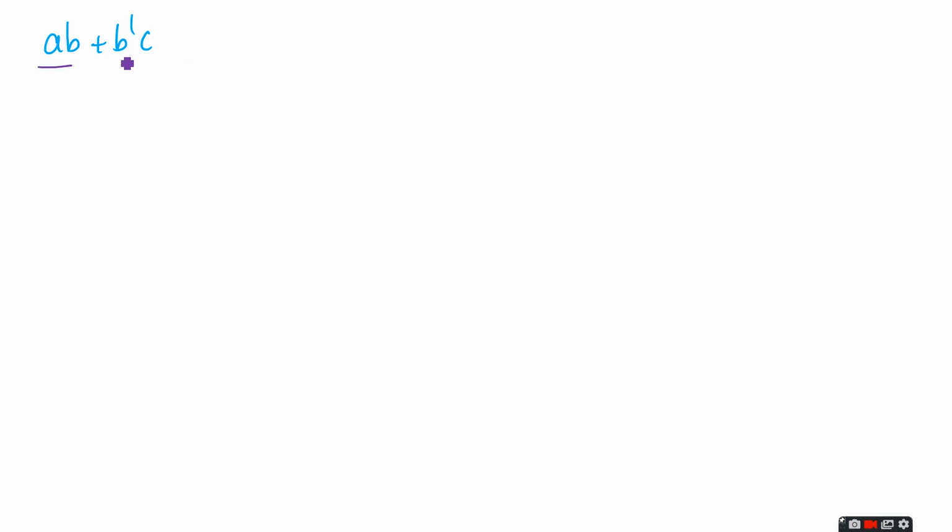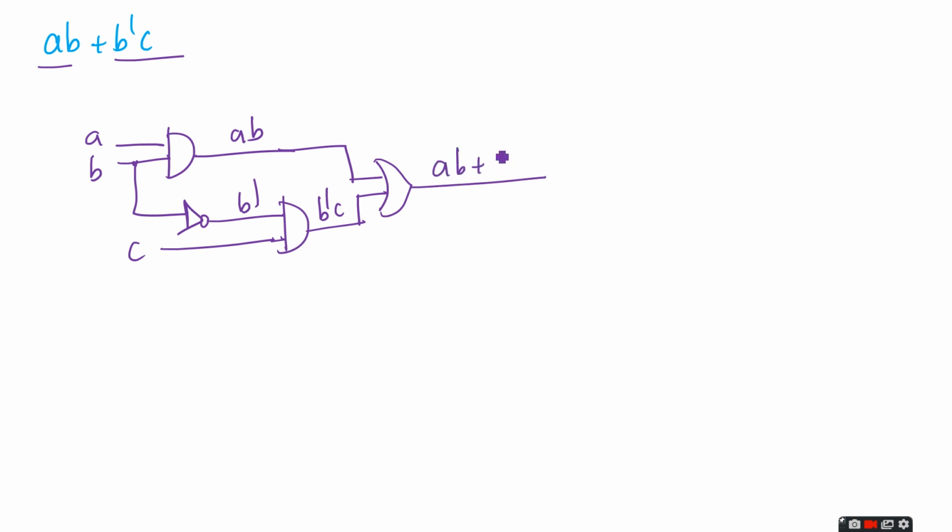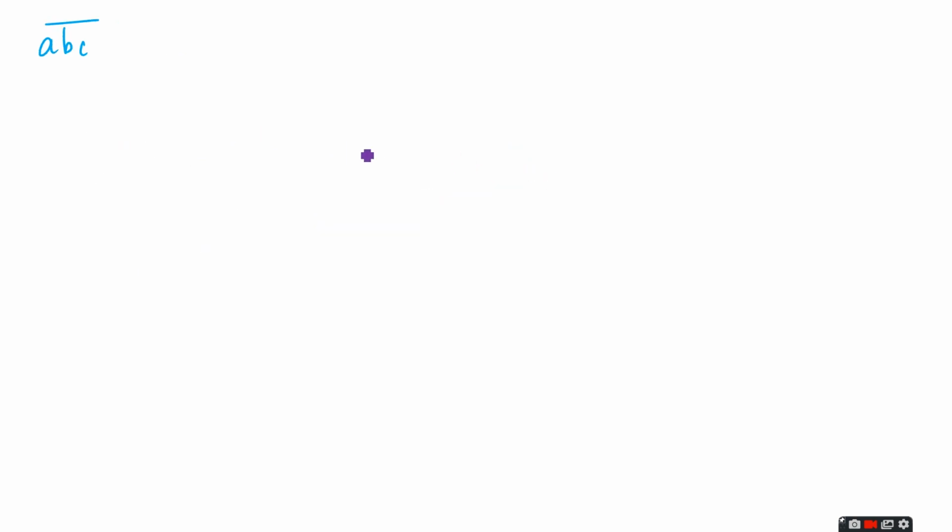Next is AB plus B complement C. So first we'll take A and B, pass them through an AND gate, and we will get AB. After that, B, pass it through a NOT gate, and we will get B complement. Then C, we will pass both of these through an AND gate, and we will get B complement C. After that we will pass AB and B complement C through an OR gate, and we will get AB plus B complement C.